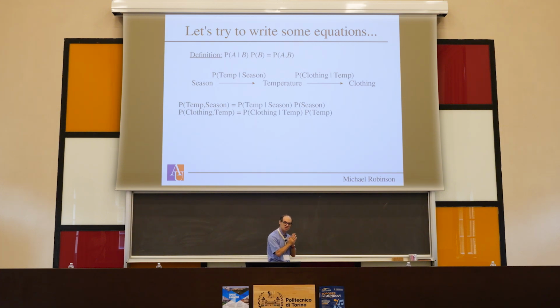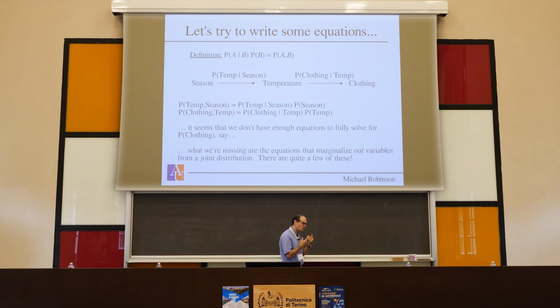Okay, so let's try to write some equations. Of course, the definition of conditional probability is standard. There's no real surprise there. And so these two morphisms effectively look like equations. Joint probability of temperature and season is given by the equation that defines the conditional probability, and so on. But if you look at this, there's a bit of a problem. I don't really have enough equations to define clothing alone, the probability of a particular set of clothing. What are we missing? Well, if you look at this, you say, well, I don't have any way to marginalize out parts of the joint distribution.